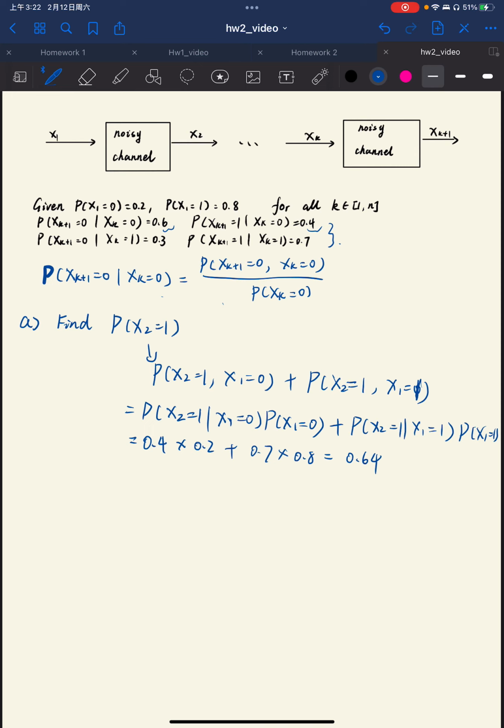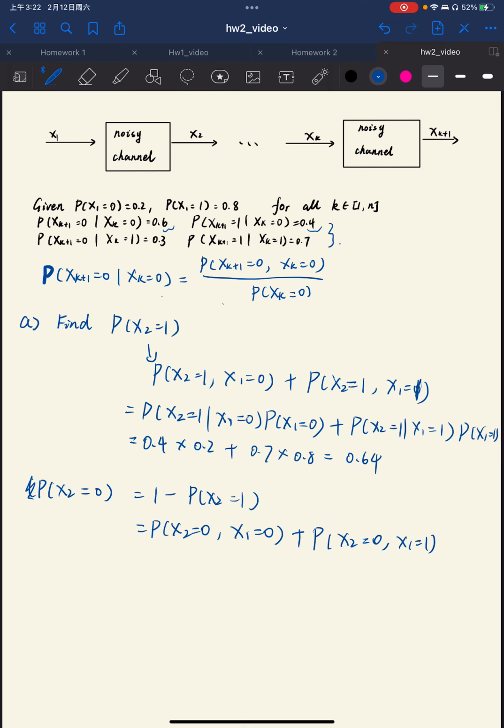And for more space, we can calculate the probability of x2 equals 0 at the same time. One way is 1 minus the probability of x2 equals 1. And the other way is to find the probability of the intersection of x2 equals 0 and x1 equals 0, plus the probability of x2 equals 0 and x1 equals 1.